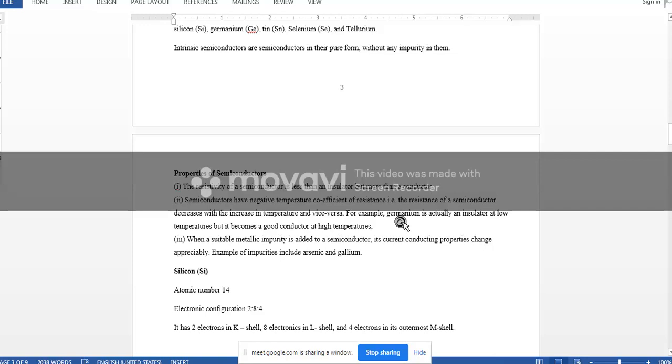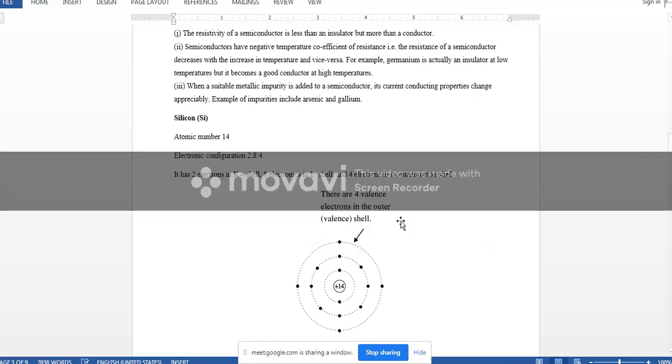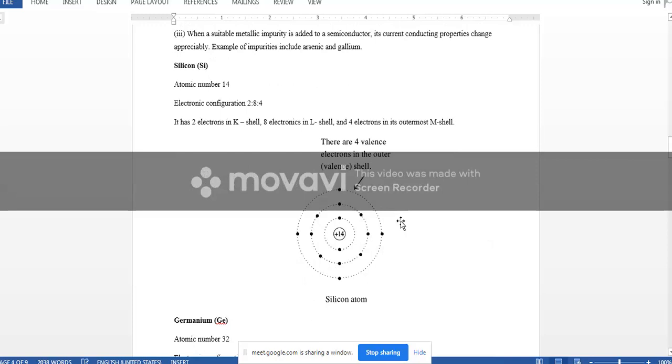We start with silicon. Silicon is atomic number 14. It has an electronic configuration of 2 8 4, and this is the arrangement of electrons: 2 in the innermost energy level, in the second energy level there are 8 electrons, and in the outermost energy level there are 4 electrons. The 4 electrons in the outermost energy level are known as valence electrons.